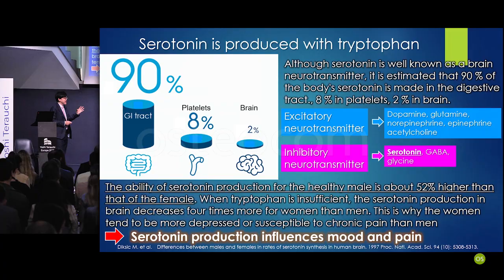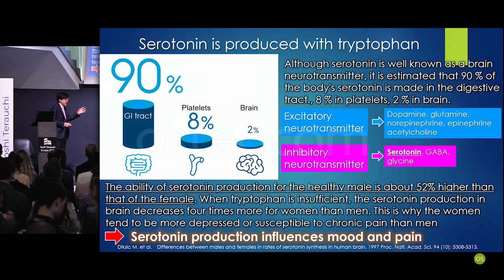This is what I tell my patient. Unfortunately, the ability of serotonin production for the healthy male is about 50%, 52% higher than that of the female. So men can create more serotonin as compared to female. When tryptophan is insufficient, tryptophan is the product that you need to create serotonin. So when tryptophan is insufficient, the serotonin production in brain decreases 4 times more for women than men.